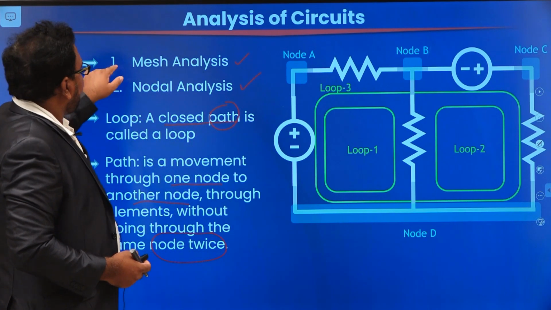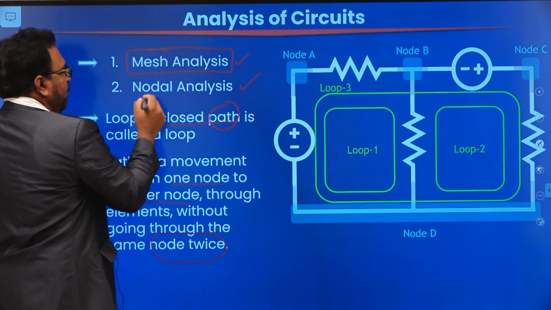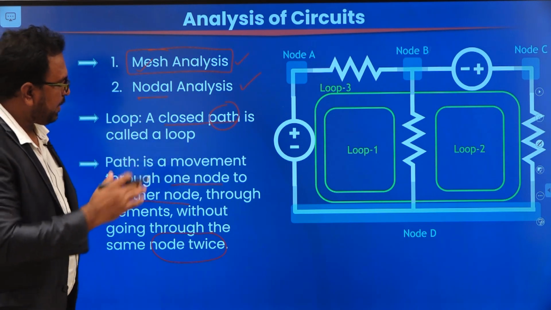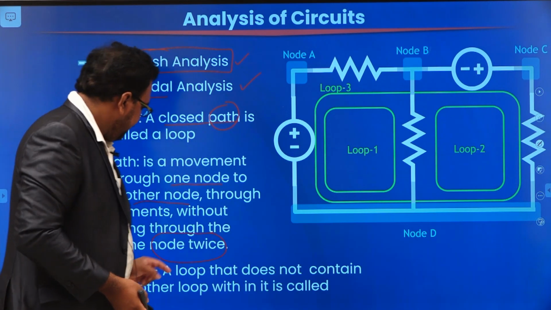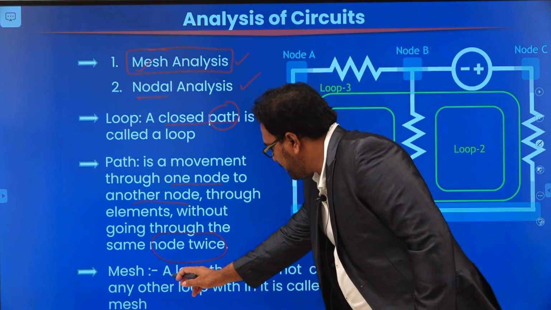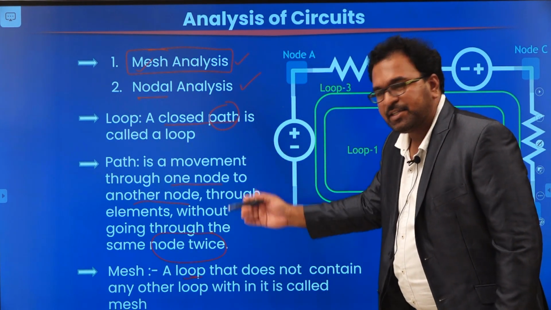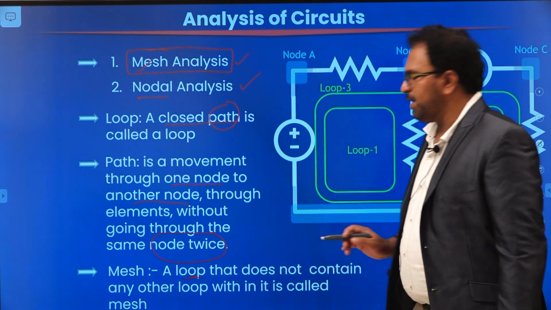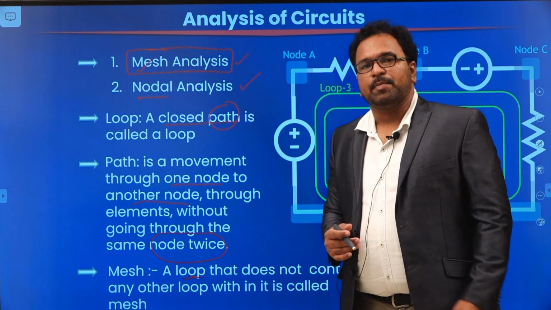Now coming to the first one, mesh analysis. We already know about a node, and now what is a mesh? A mesh is also a closed loop. A mesh is a loop that doesn't contain any other loop within it. So what is the difference between a mesh and a loop? A mesh doesn't contain any other loop within it. We call a loop a mesh when it doesn't contain any other loop inside it.